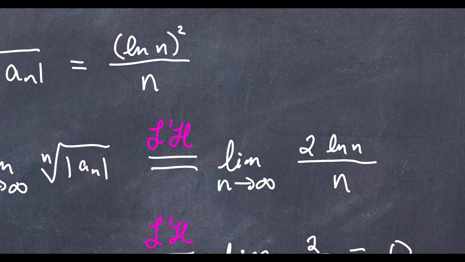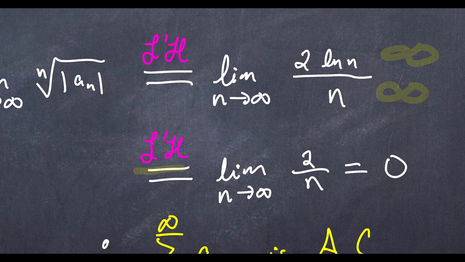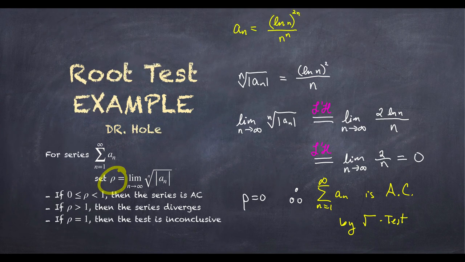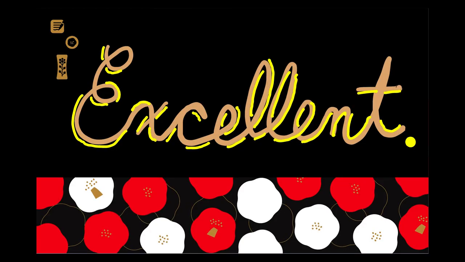We come up with a second indeterminate form, leading to a second application of L'Hopital's. 1 differentiates to 1, n differentiates to 1, and ln differentiates to 1 over n. This limits to 0. That is our value for rho, and 0 is less than 1. Therefore, we have absolute convergence. What test have we used? We're using the root test. Excellent.